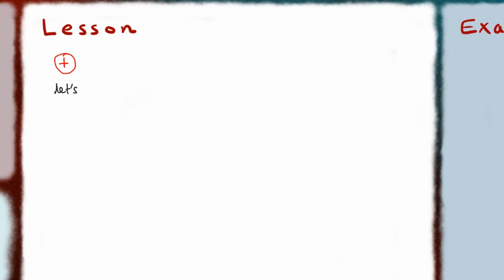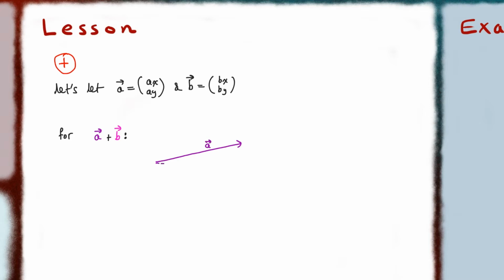So let's assume that we've got vector A with components ax and ay, and vector B with components bx and by. When we add the two vectors, if we were to draw them, we would draw A with its x component and y component, and vector B with its x and y components. Our resultant is from the initial point or the tail of A all the way to the head of vector B.